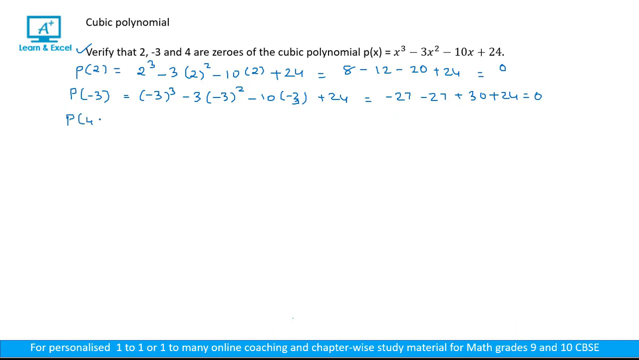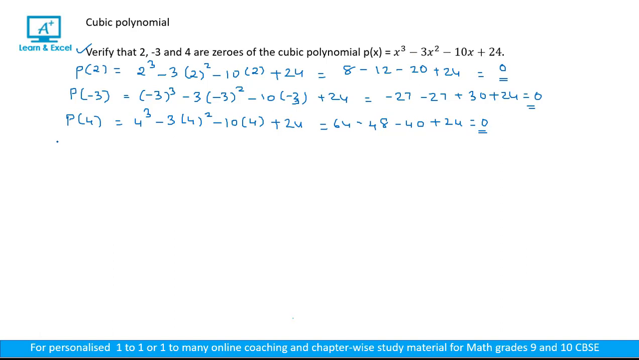Let us find p of 4, which is equal to 4 cube minus 3 into 4 square minus 10 into 4 plus 24. So this is equal to 64 minus 48 minus 40 plus 24, which is equal to 0. Hence we can see that 2, minus 3 and 4 are the zeros of the given polynomial, because we got 0 when we substituted the values in p of x.